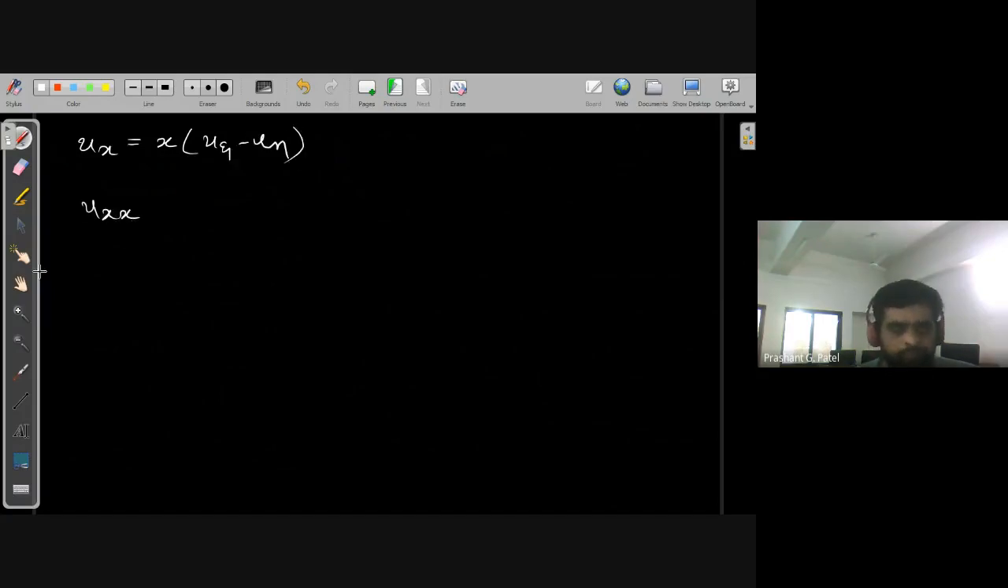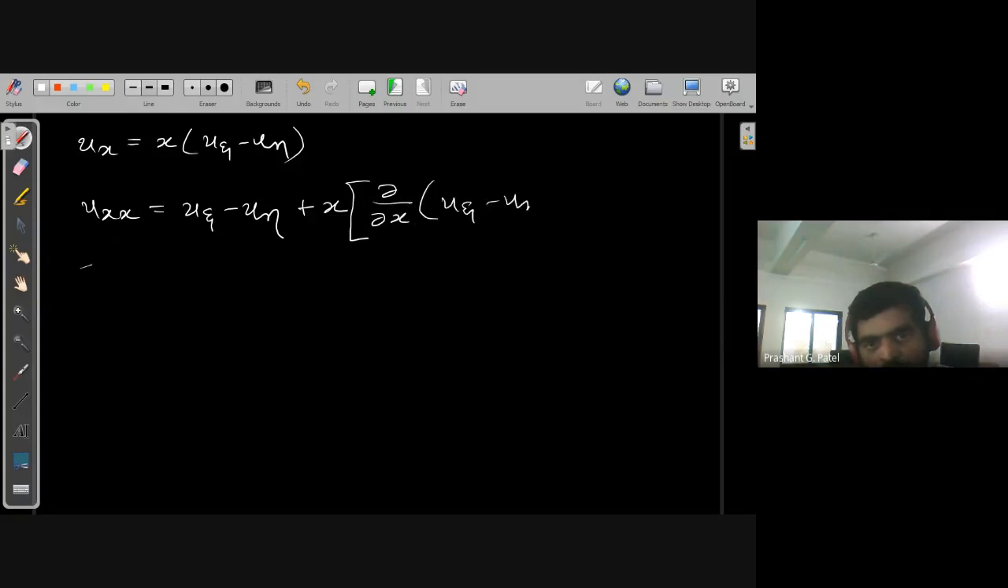So uxx, if you want to calculate, then you have to apply the product rule here. The derivative of x, and this function as it is, so it is u xi minus u eta as it is, plus the derivative of x with respect to x gives me 1. Now x as it is, and the derivative of this quantity, so it is del by del x of u xi minus u eta. So this gives me u xi minus u eta plus x.